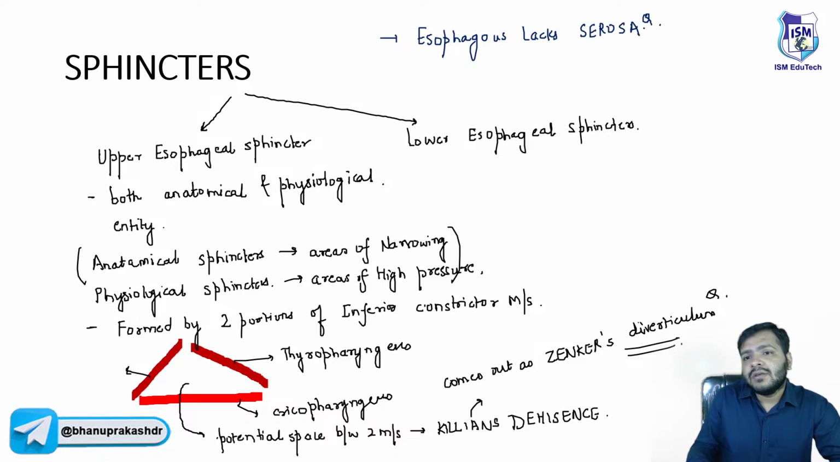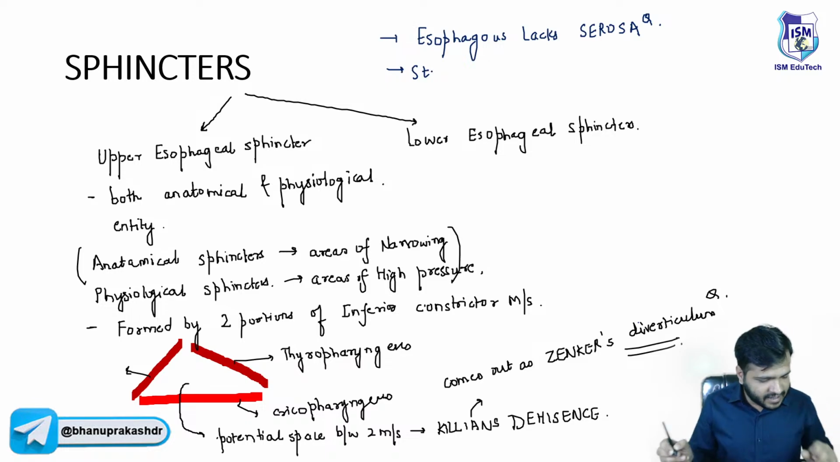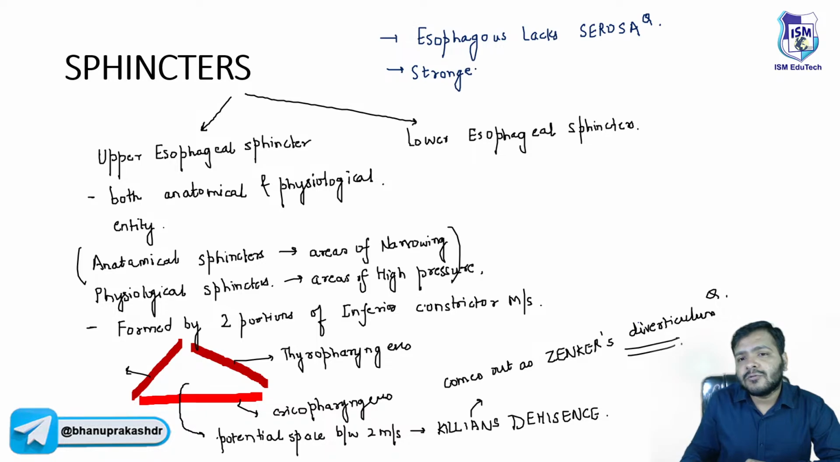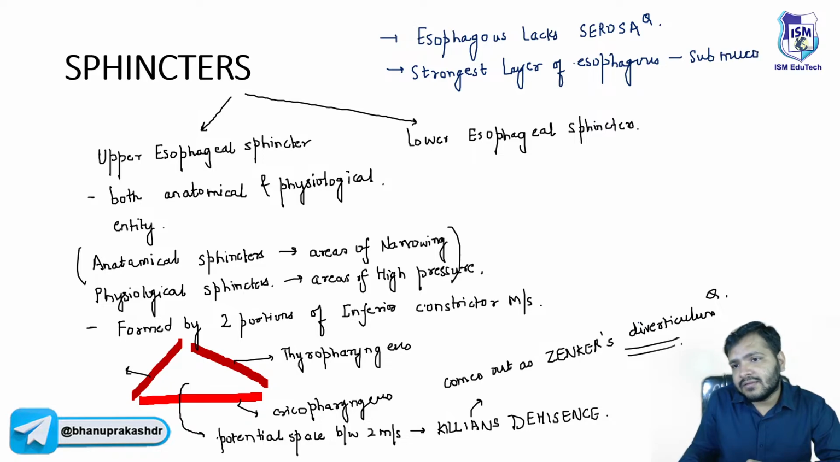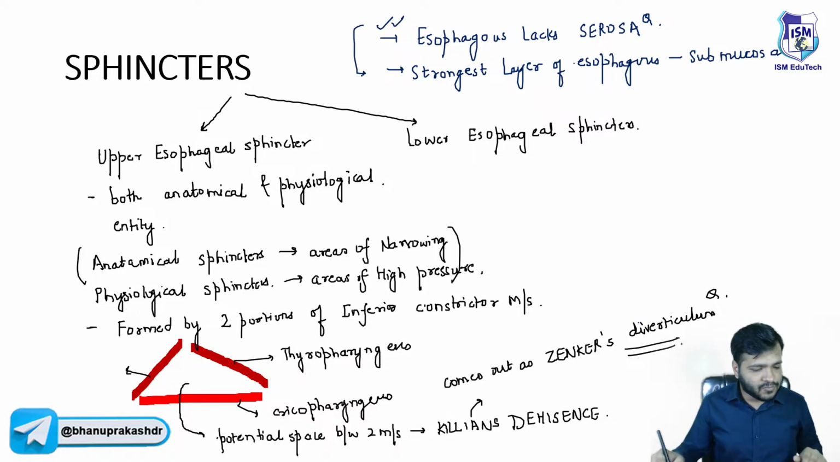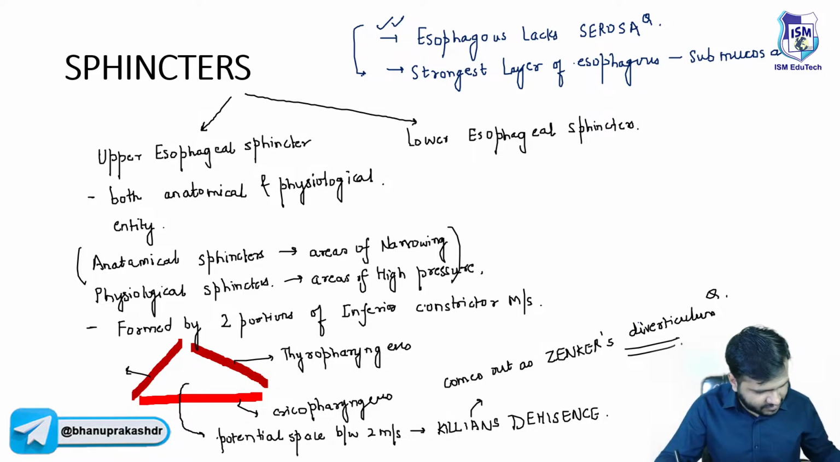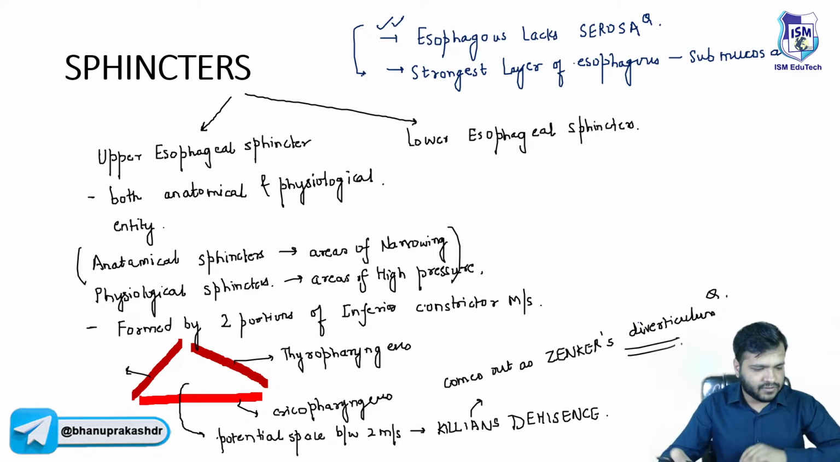And remember, what is the strongest layer of the esophagus? Can anyone tell me? Yes, it is the submucosa. These are two potential questions. One they have already asked in this FMG exam, this July. Yes, it is the submucosa. Very good.